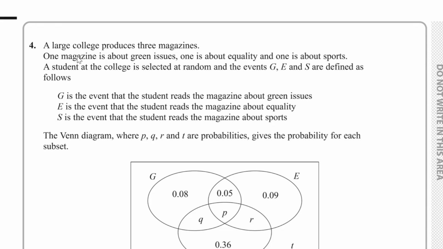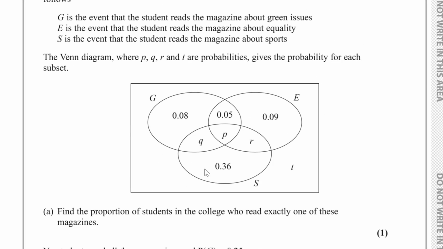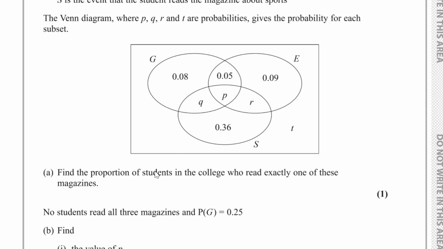Question number 4. A large college produces 3 magazines. One magazine is about green issues, one is about equality, and one is about sports. A student at the college is selected at random, and the events G, E, and S are defined as follows. G is the event that the student reads the magazine about green issues. E is the event that the student reads the magazine about equalities. S is the event that the student reads the magazine about sports. The Venn diagram, what we see here, where P, Q, R and T are probabilities, gives the probability for each subset. For part A, we have to find the proportion of students in the college who read exactly one of these magazines. Well, that's G only, plus E only, plus S only.